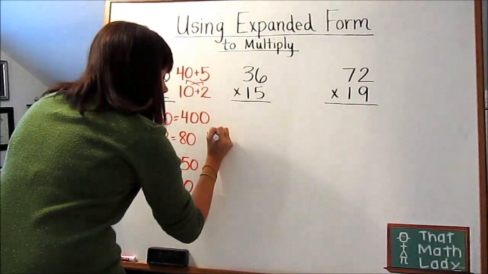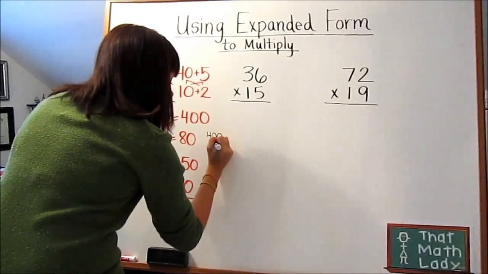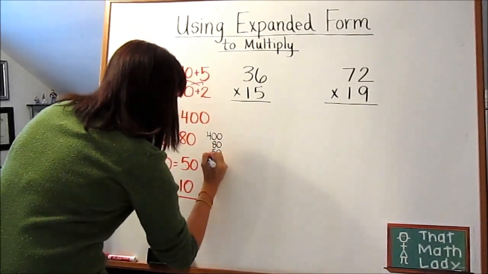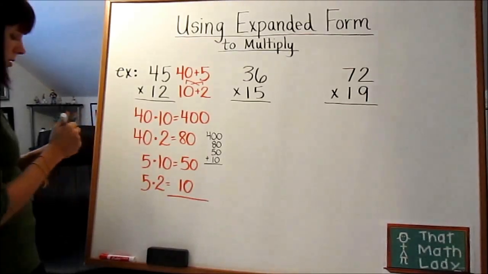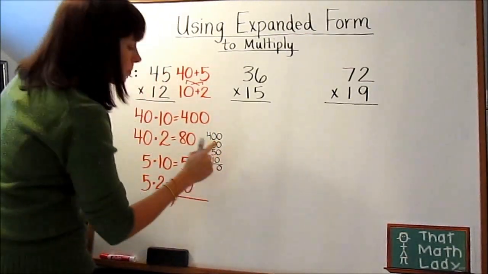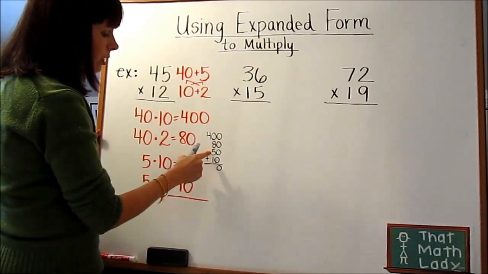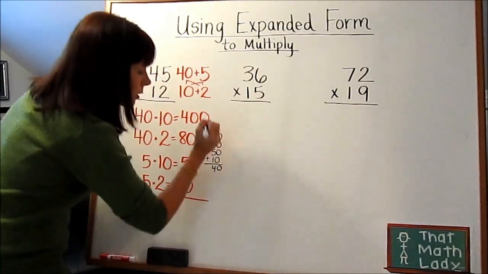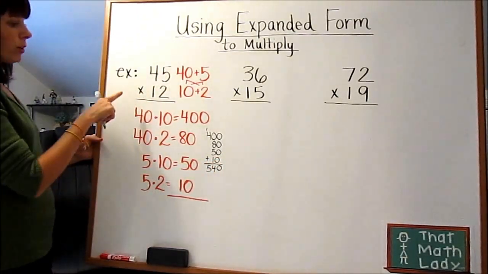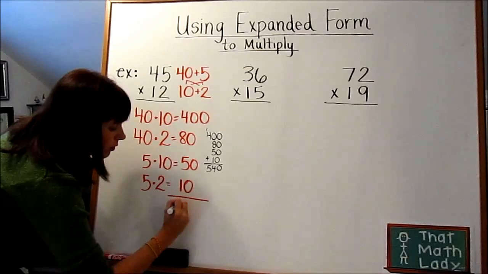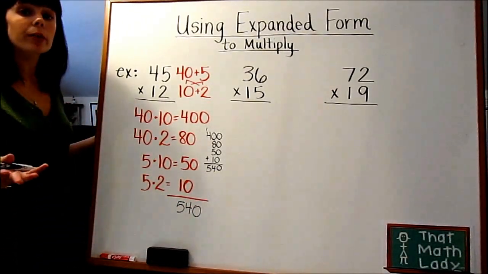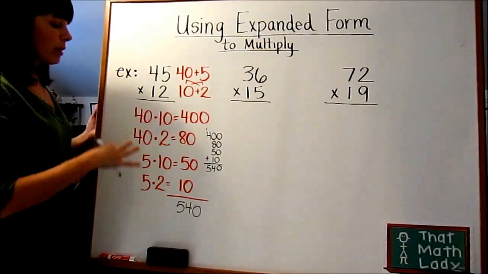So I'm just going to rewrite them over here, but line up all my place values. Alright, so I have my zeros, go down. 0 plus 8 plus 5 is 13, plus 1 more is 14. Carry my 1, 1 plus 4 is 5. So my answer for 45 times 12 is 540.